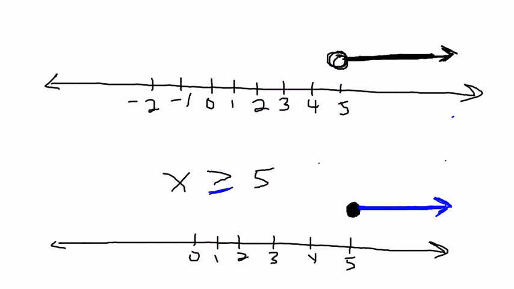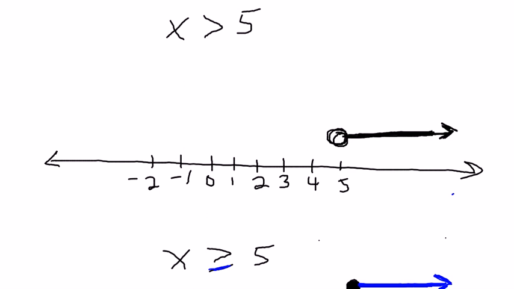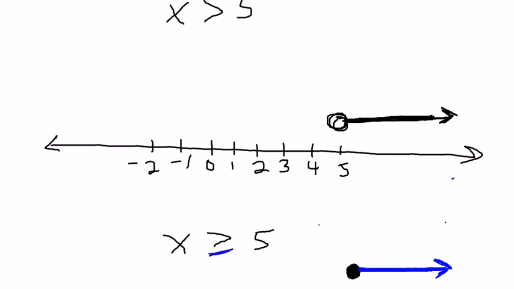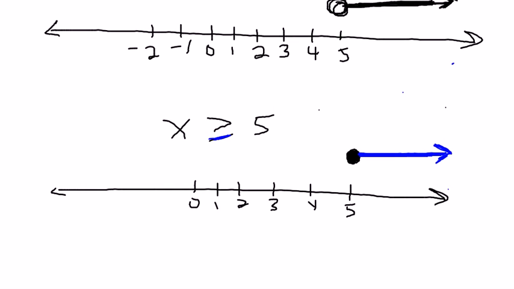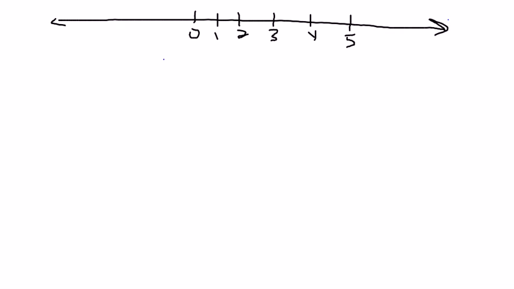Right, so in the first example, x is greater than 5, we use an open circle because 5 is not part of the solution. However, in the second example, 5 is part of the solution, right? Because x can be 5 or greater. So we use a shaded in circle. Let's try a couple more.